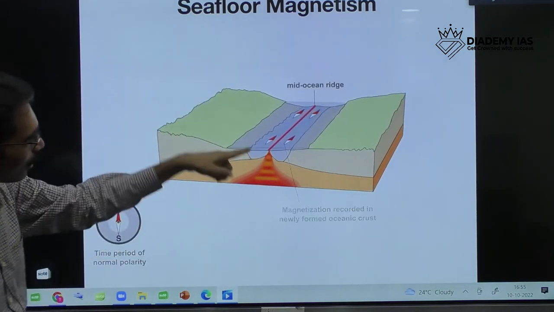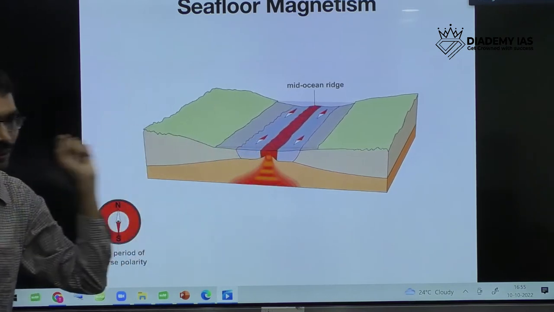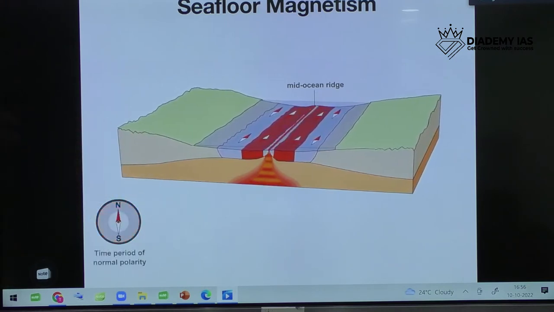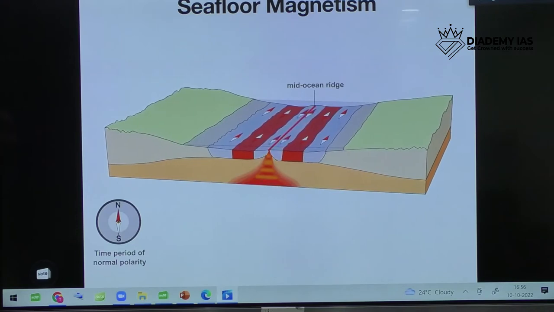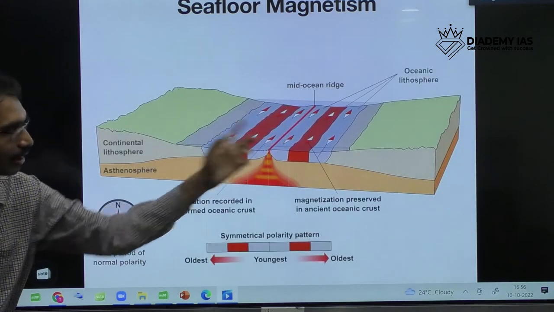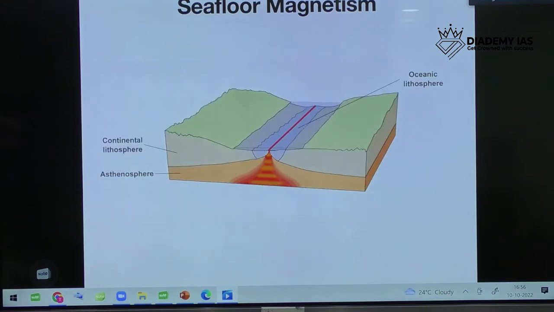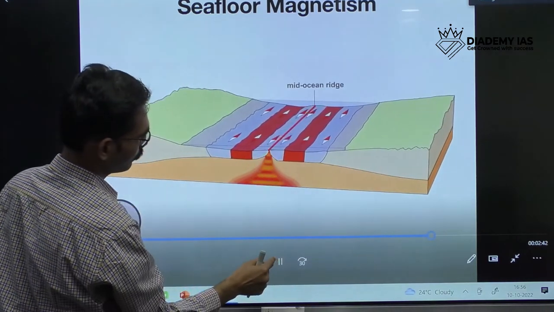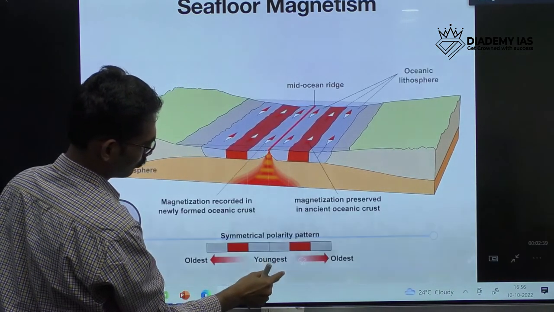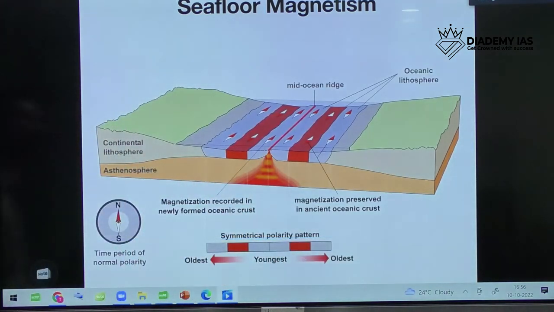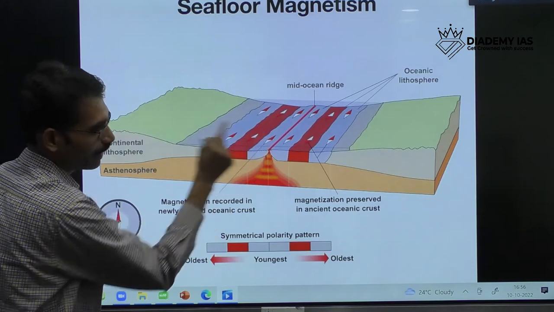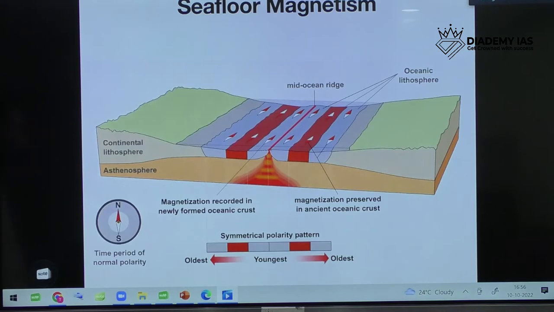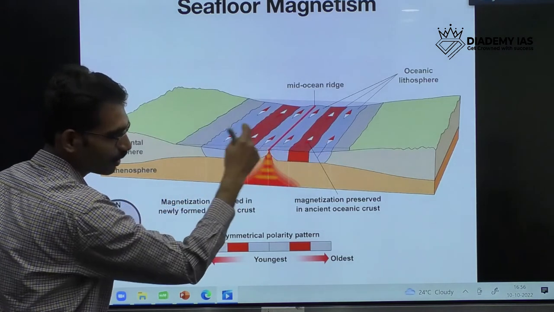Mid-oceanic ridge. Now you see the rocks formed at that time. Now they are moving away. Now new rocks formed. Now they are moving away. Now new rocks. So you observe these angles are new rocks. So that is how. Now these rocks are the youngest rocks. These rocks are the oldest rocks. Now you understand? So these are youngest and these are oldest.